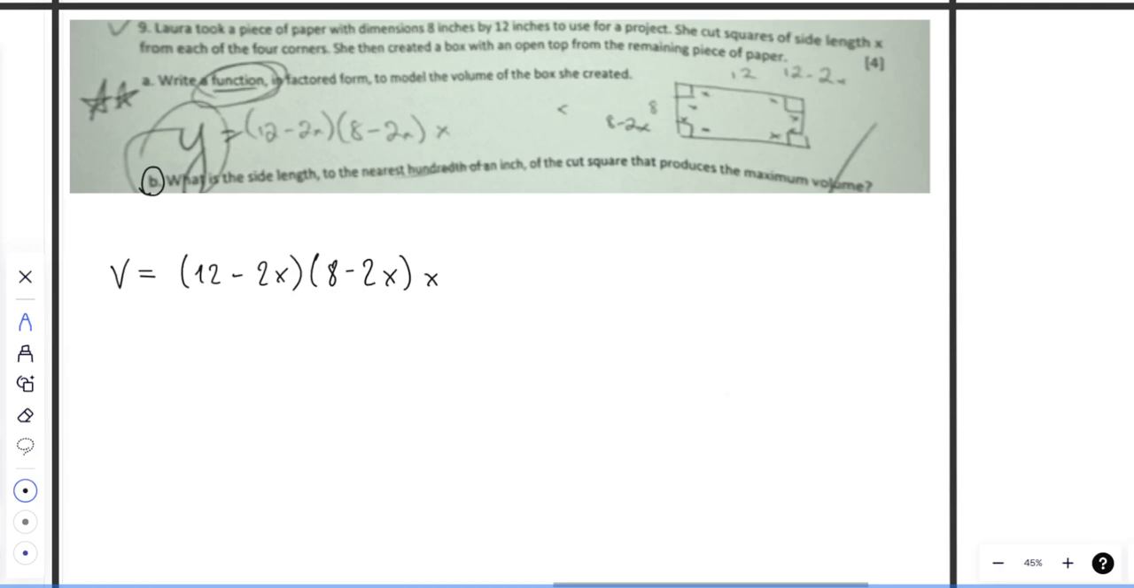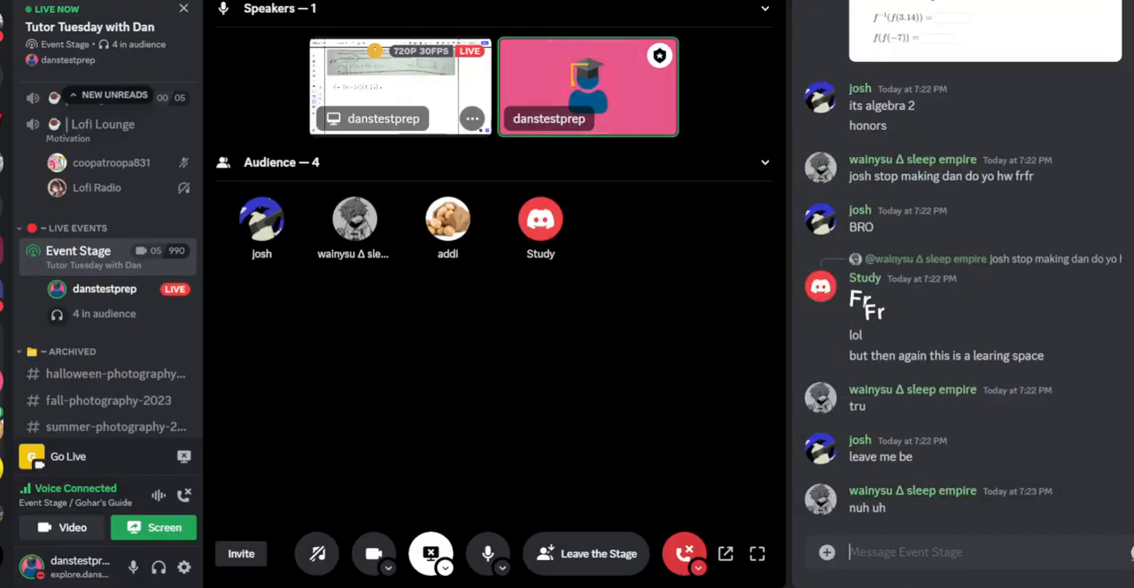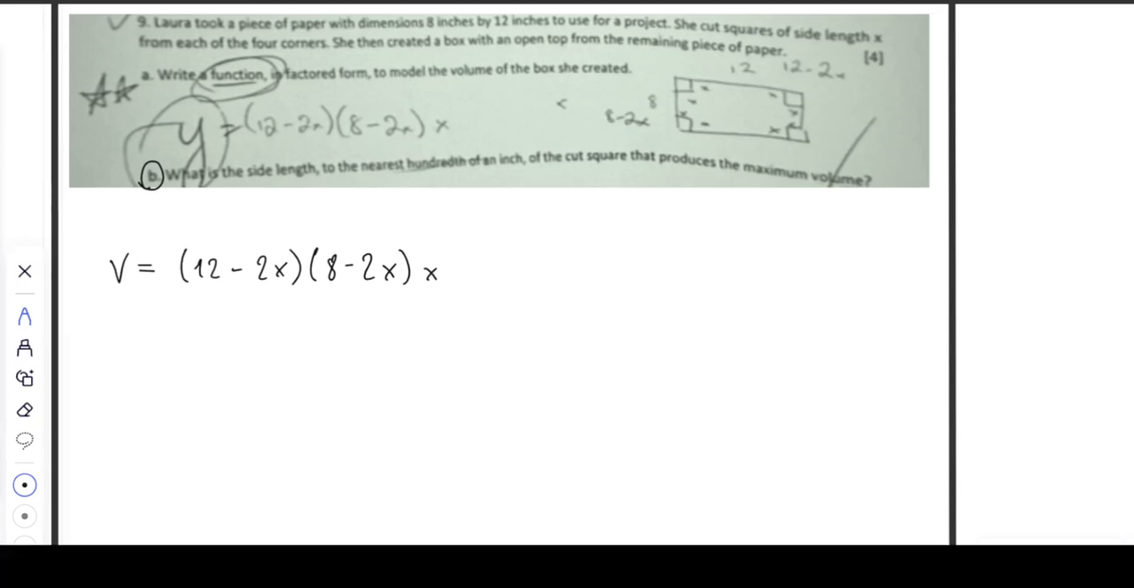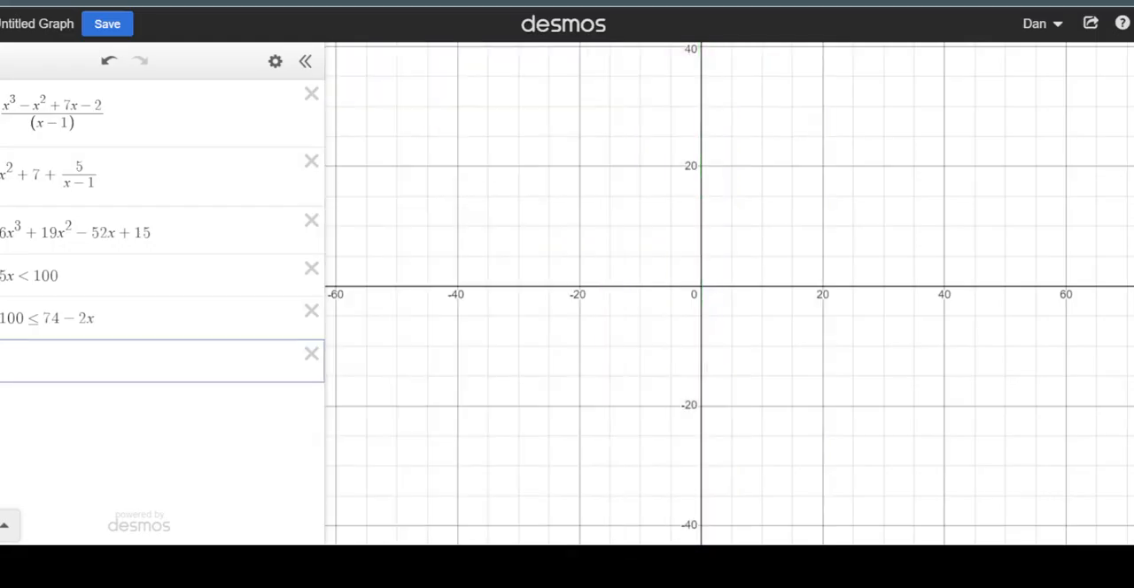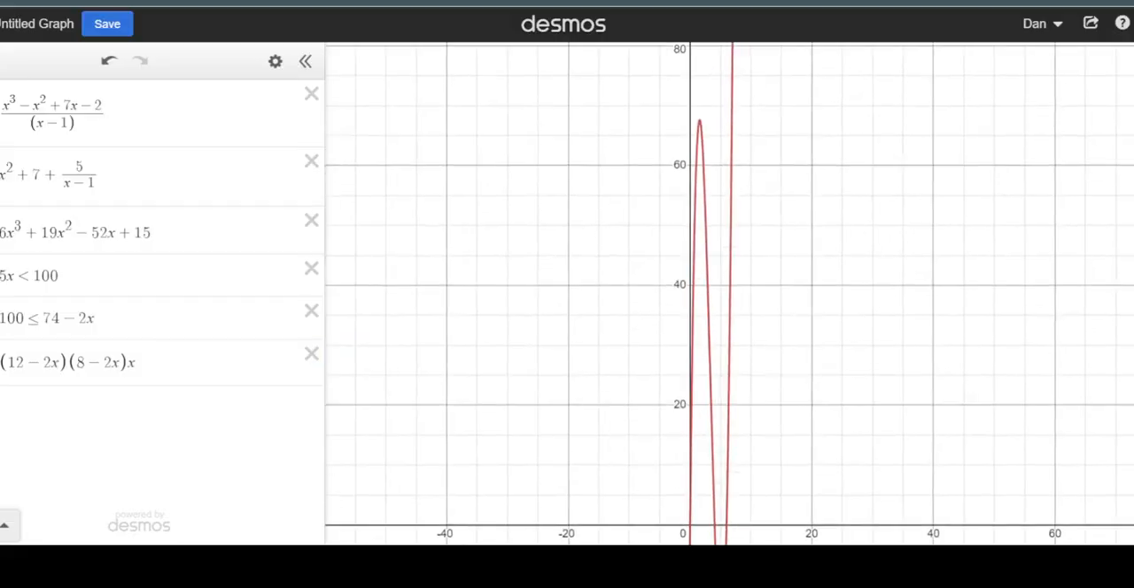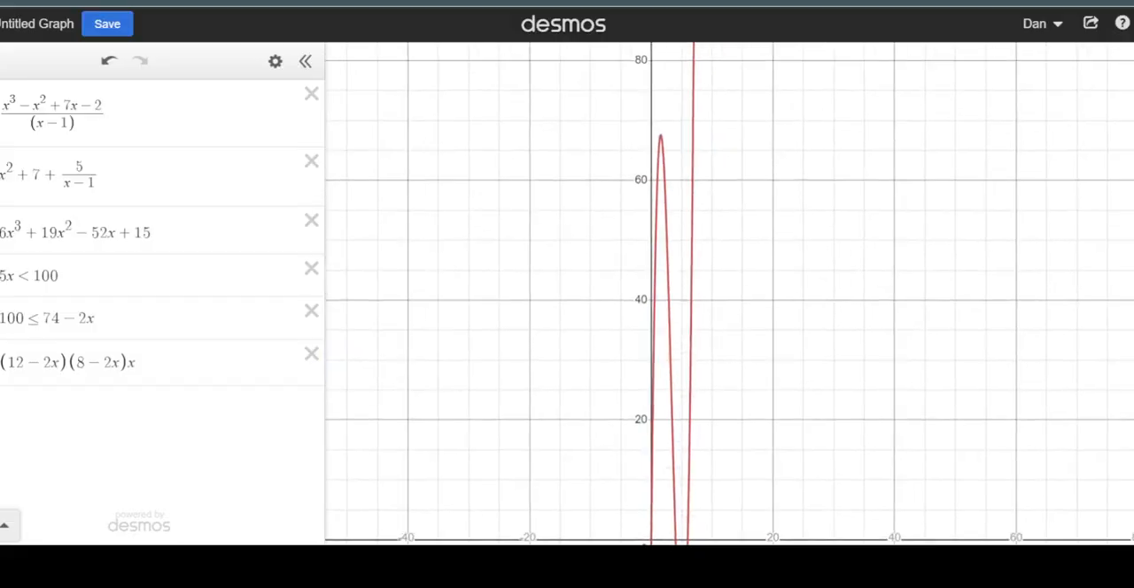So we want to find the side length to the nearest hundredth of an inch of the cut square that produces the maximum volume. Well, you could graph this, and that would be the easiest choice, right? That's going to be 12 minus 2x, 8 minus 2x, x. You find that your minimum volume would either be at x equals 0, x equals 4, x equals 6. Wait, sorry, we're trying to find the maximum volume. The maximum volume is around x equals 1.569.